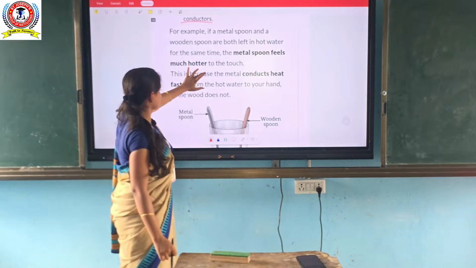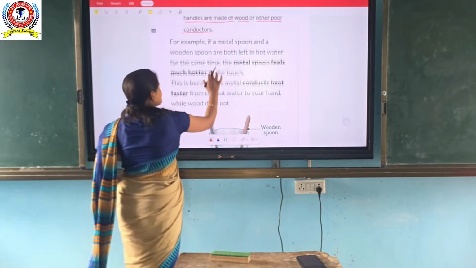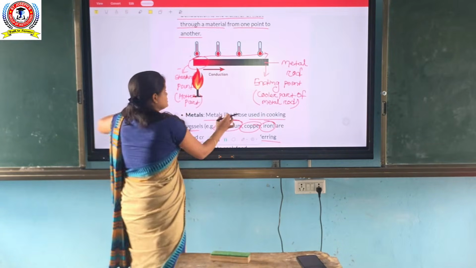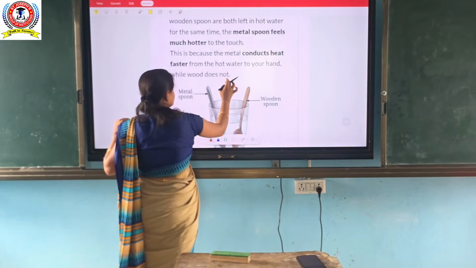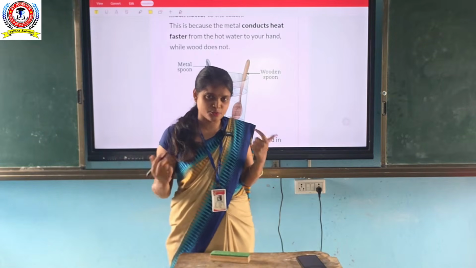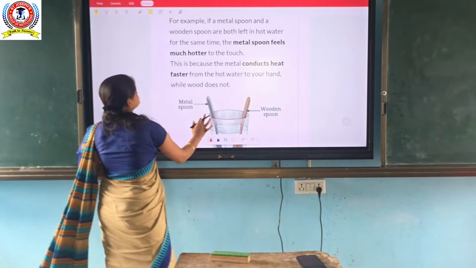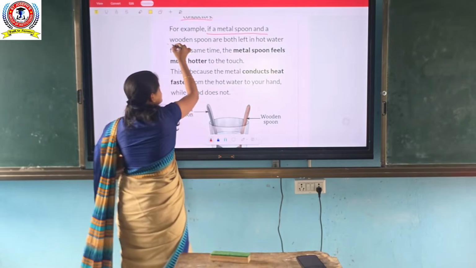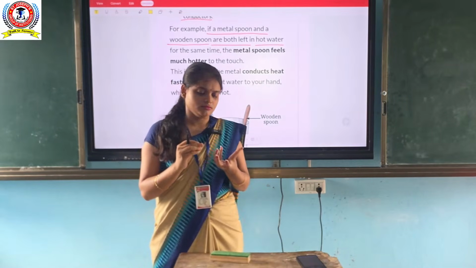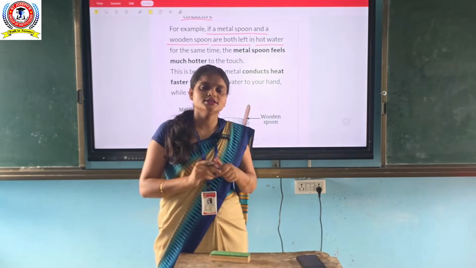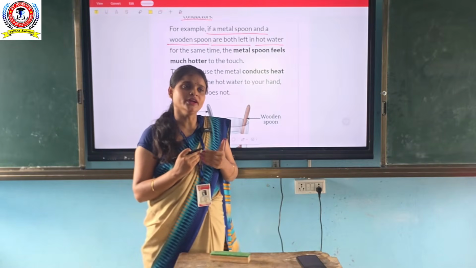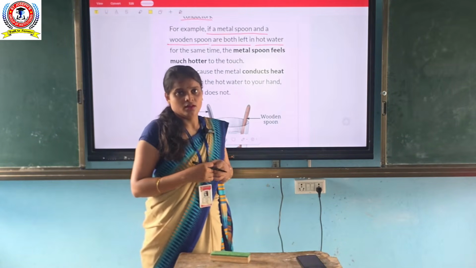Here are some examples I will give you. First example is how heat transfers through a metal rod. Second example, we do it through a wooden spoon and a metal spoon. If a metal spoon and a wooden spoon are both left in hot water, just hold a hot water and put a metal spoon and a wooden spoon in it. You can tell me in which spoon the heat will conduct very fast. Tell me.